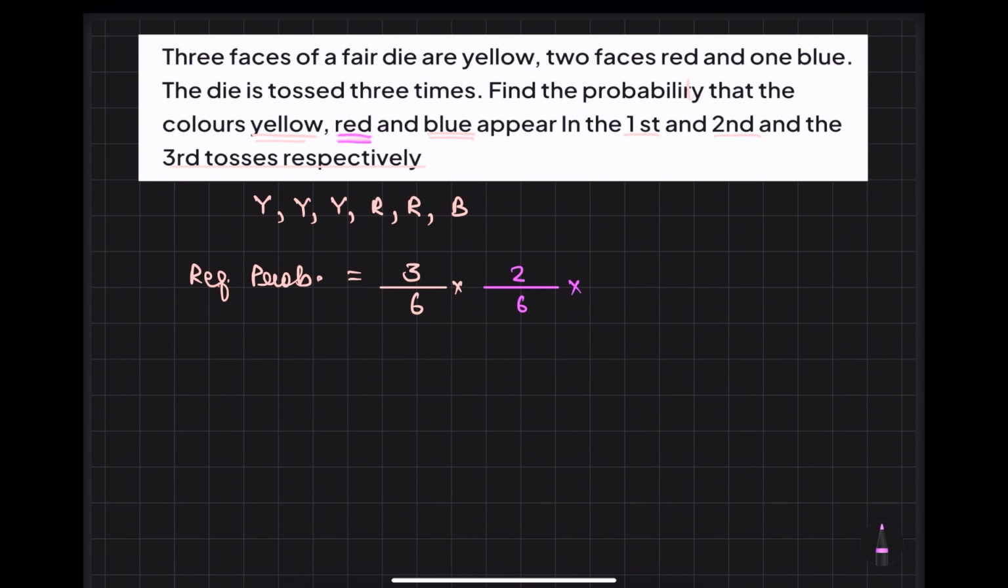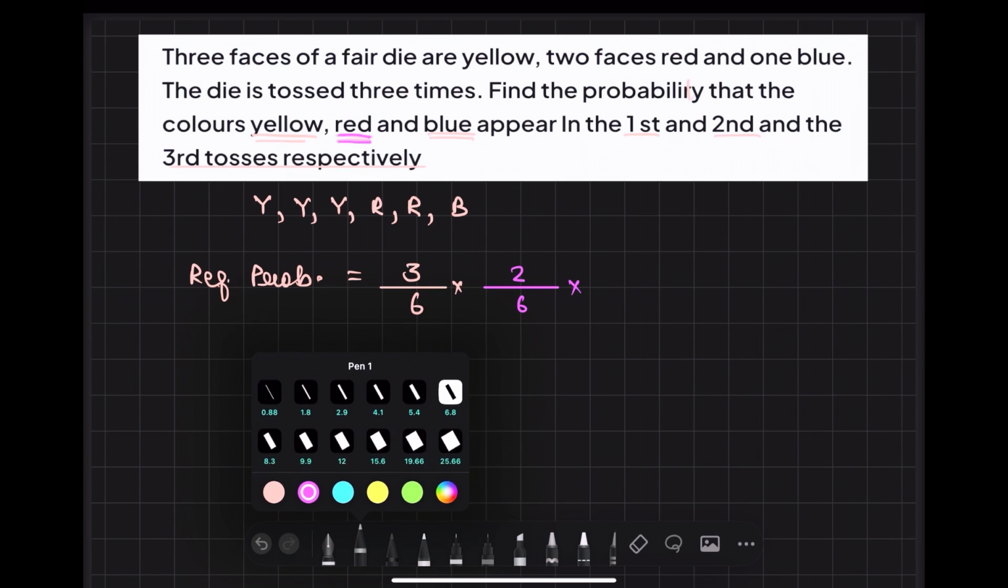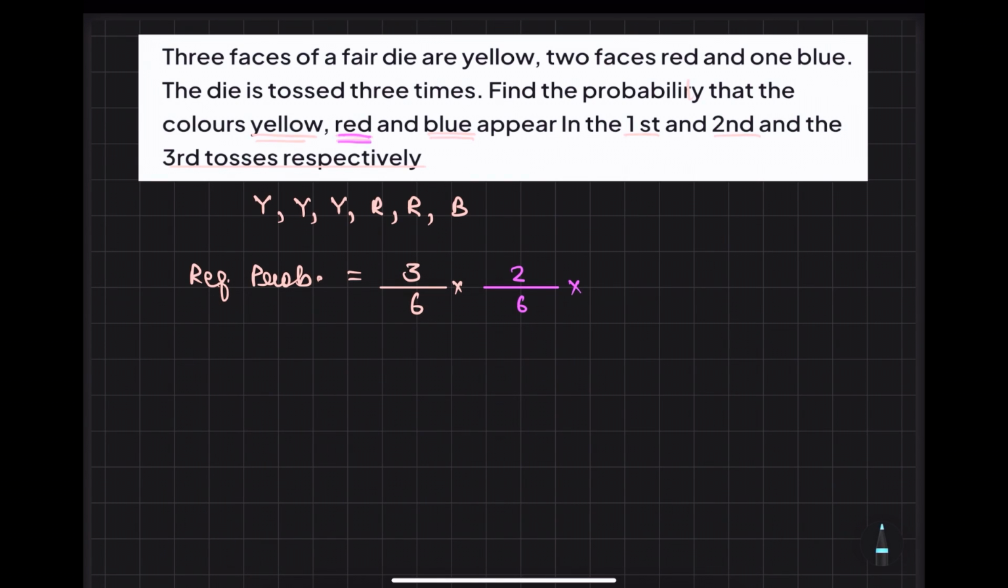And then we have the third toss. In the third toss, you expect to have a blue one. So altogether 6 cases, out of which you want to have a blue. So how many times? One time. What is the required probability? So it is 6 by 216. Okay, or you can write this as 1 by 36.